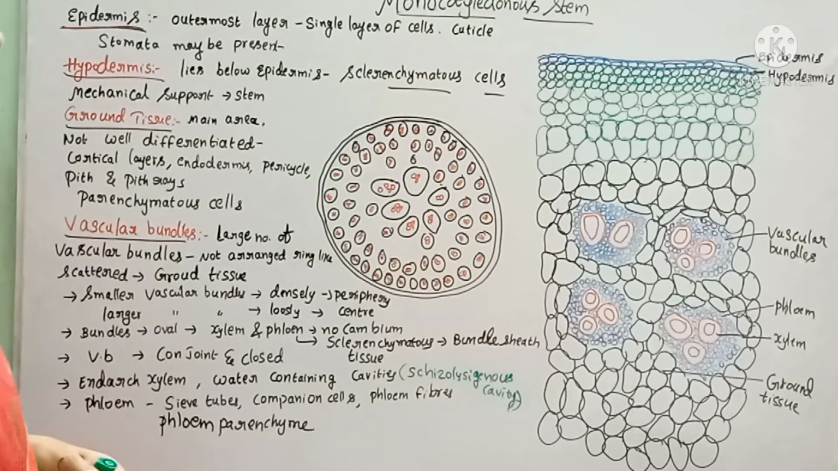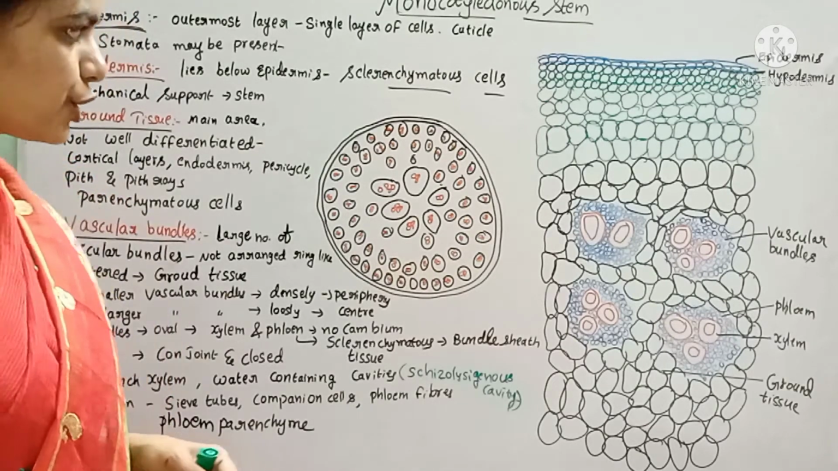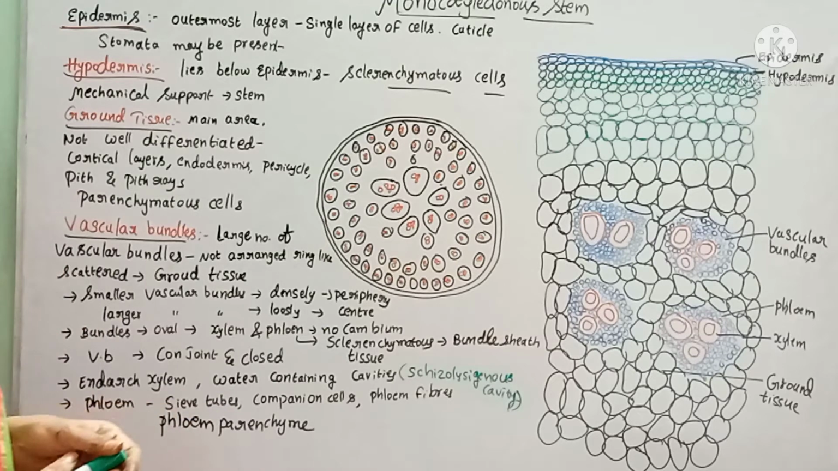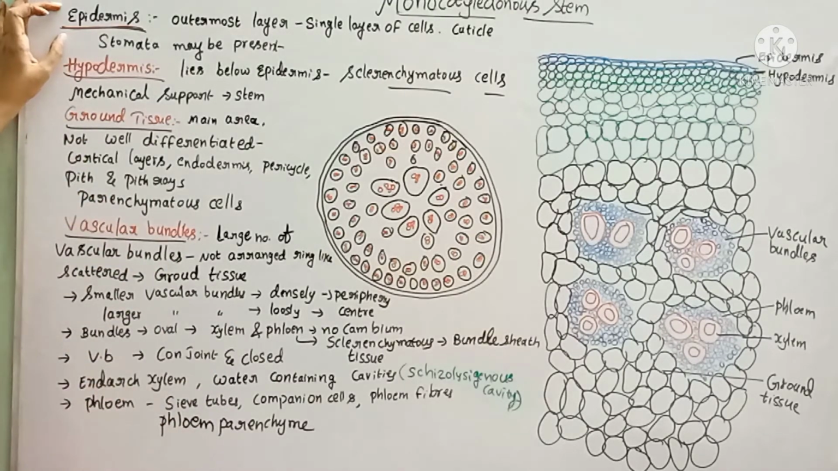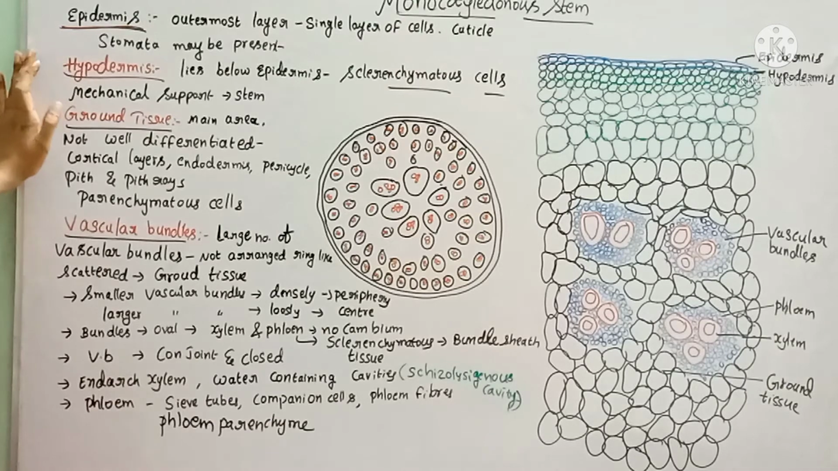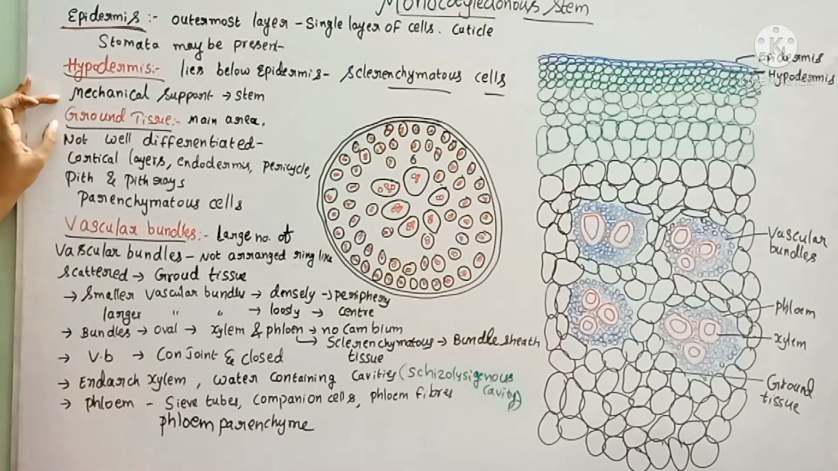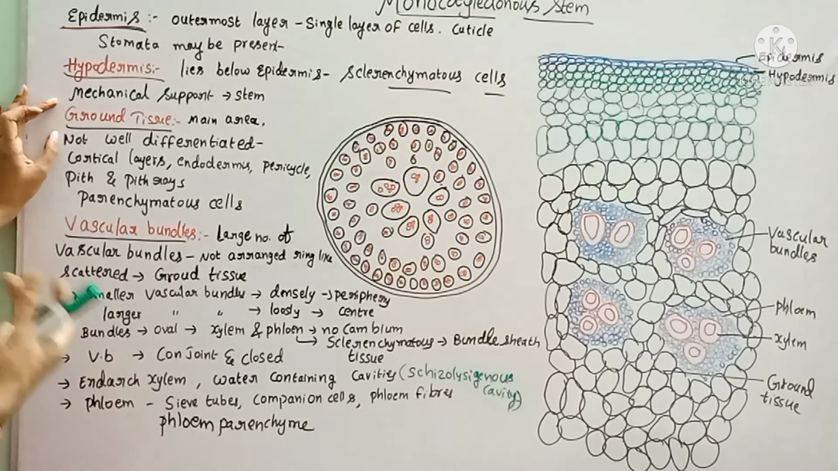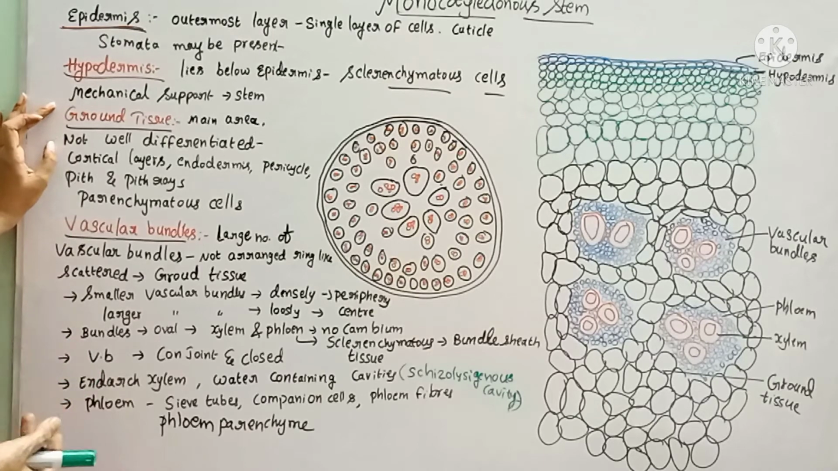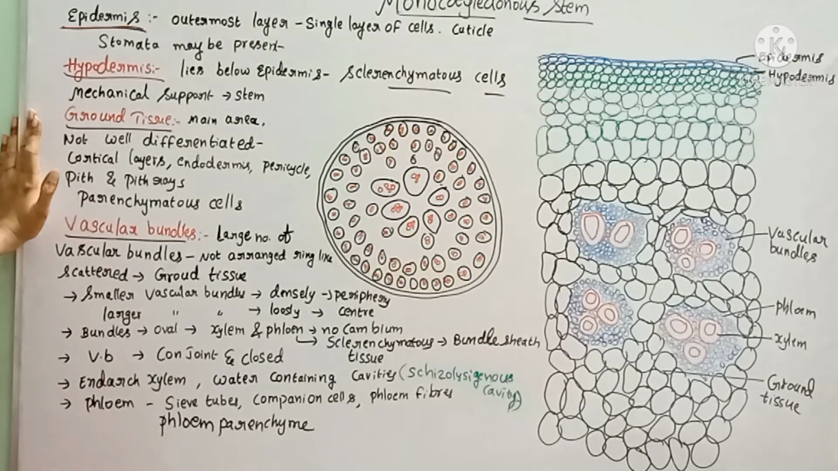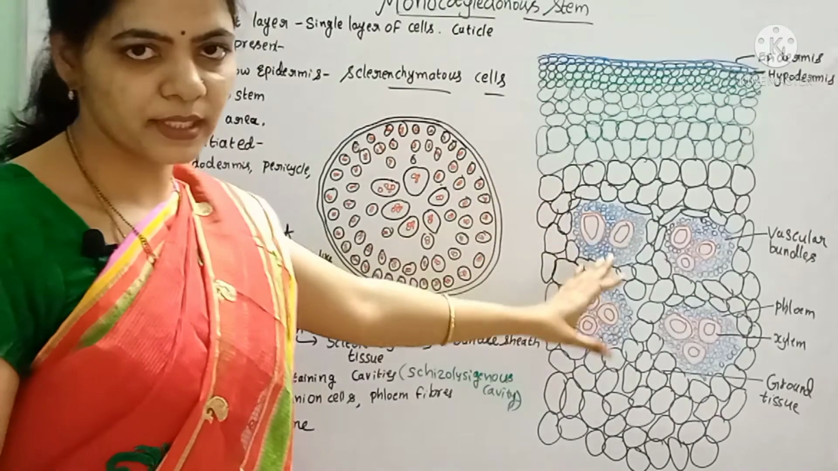So this is all about the monocotyledonous stem and the different layers present in it. What is the outermost layer? It is the epidermis, which is a single layer. The next one is the hypodermis, which is made up of sclerenchymatous cells and provides mechanical support. The major part of the stem is the ground tissue, and within the ground tissue the vascular bundles are scattered.